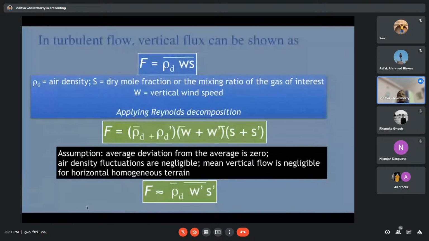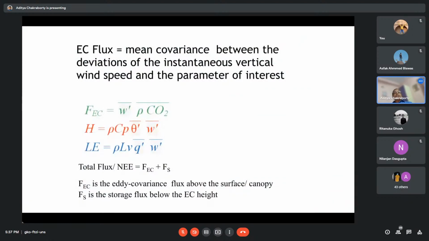Then when we assume some kind of average, and with some simple derivation, ultimately we can express the flux in the form of the bottommost equation, where F equals the density times W prime and S prime, which are the fluctuation terms. This is the covariance between these two parameters. So we take the covariance of W prime and S prime and multiply it by density, then we get the flux.